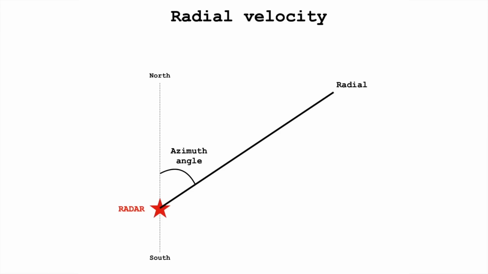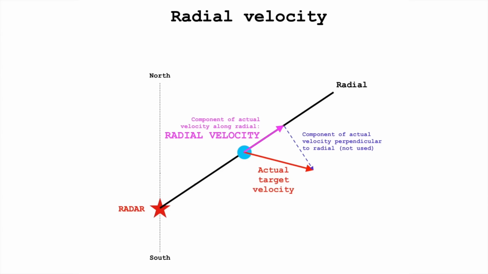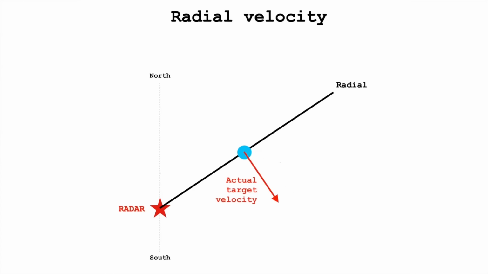Every azimuth angle, which is the radar beam's angle from due north, is associated with a radial. Radial velocity is equal to the actual velocity of the target only when the target's motion is directly toward or away from the radar. In other words, directly along a radial. Therefore, the greater the angle between the radar beam and the target's motion, the less the portion of the target's actual velocity that will be sampled, and the less the radial velocity will be. If a target is moving perfectly perpendicular to the radar beam, its radial velocity will be zero.